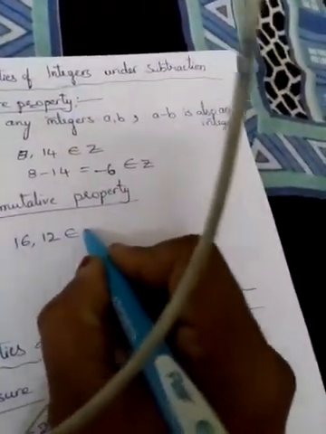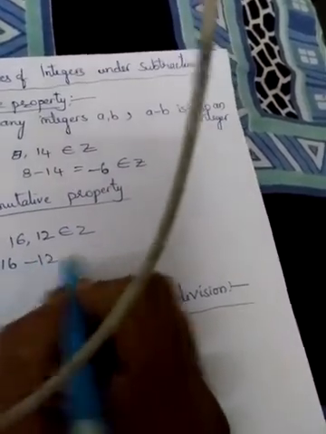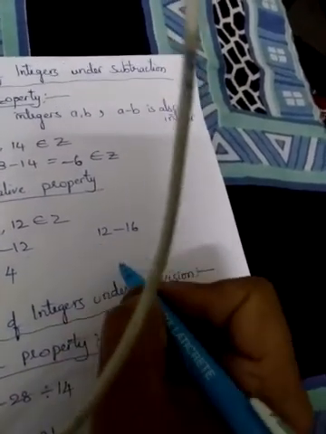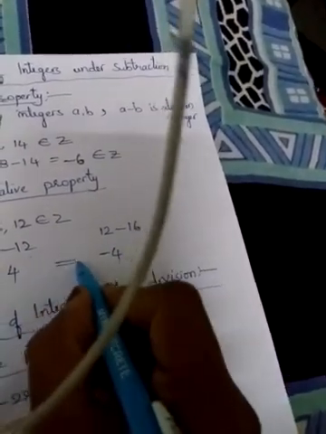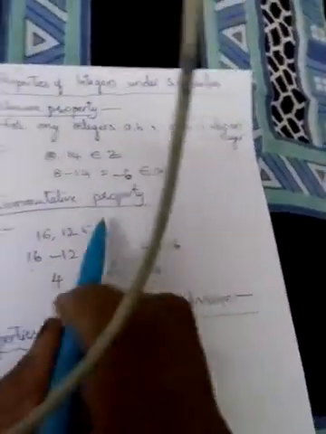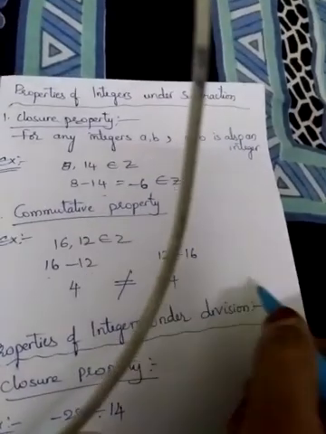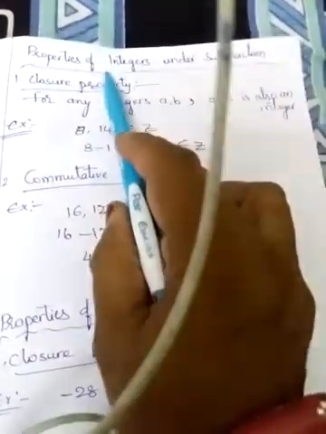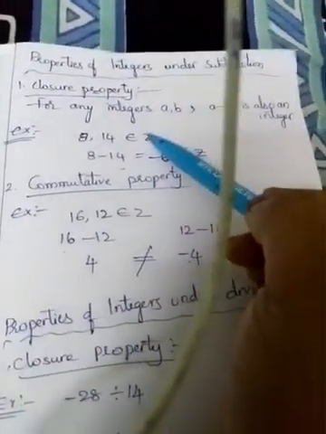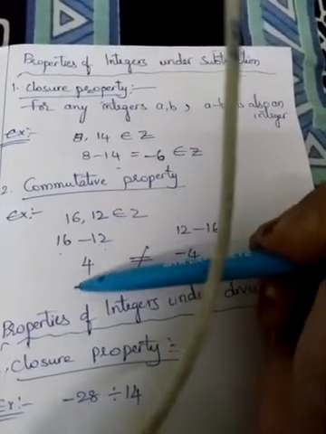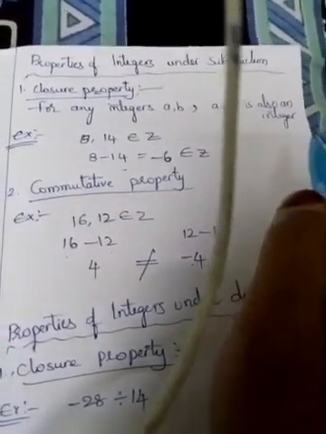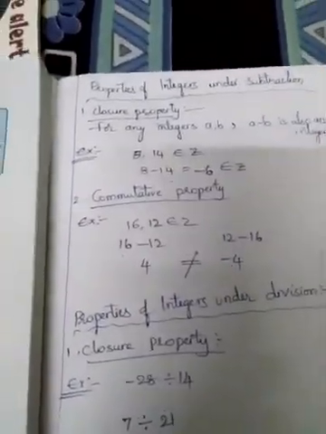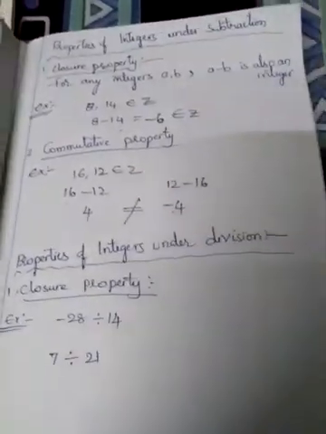For that, first I am taking an example. 16 and 12 belong to integers. So I am checking 16 minus 12, and also you have to check 12 minus 16. 16 minus 12 is 4. 12 minus 16, how much is it? Minus 4. Are both equal? Not equal. So the commutative property is not satisfied under subtraction. Only the closure property is satisfied in integers. Commutative is not satisfied, which means associative is also not satisfied. Clear? Properties of integers under subtraction: only the closure property is satisfied, commutative and associative are not satisfied.